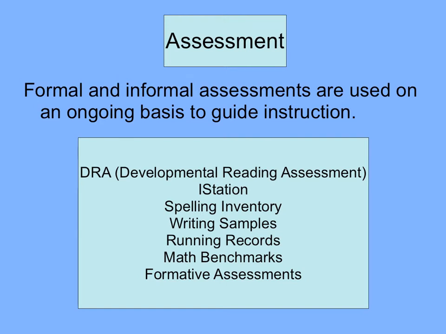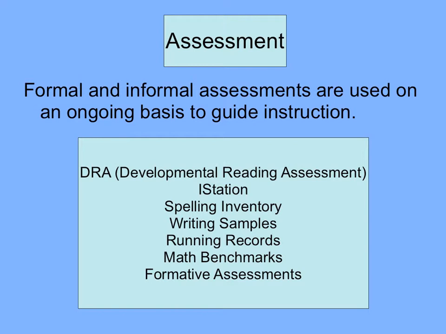In first grade, we use both formal and informal assessments to guide our instruction. DRA is just a reading assessment. Your child reads a book. We ask them comprehension questions about the book, ask them to retell, ask them to make connections about the story. This just gives us an idea that they are able to comprehend on that level and make sure they are reading at an appropriate level.